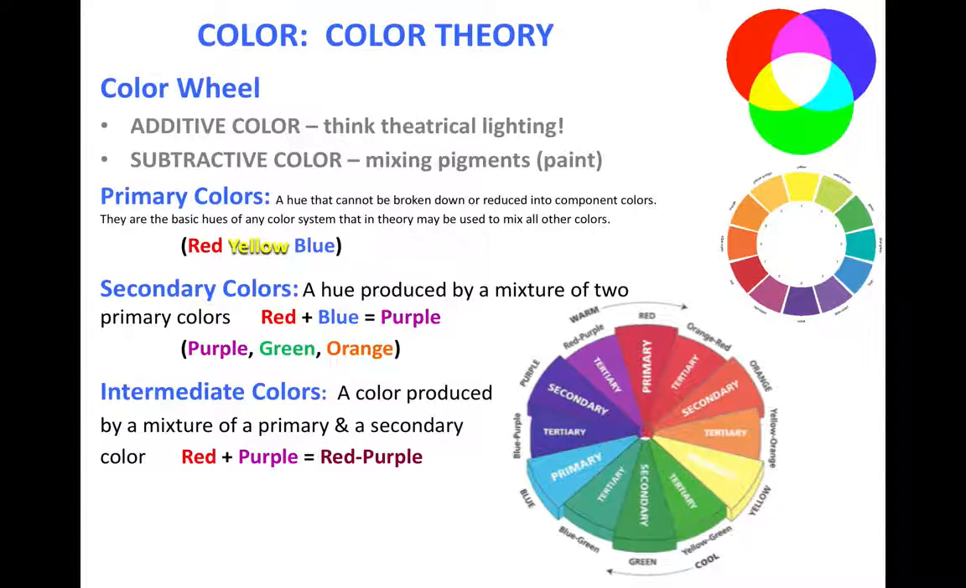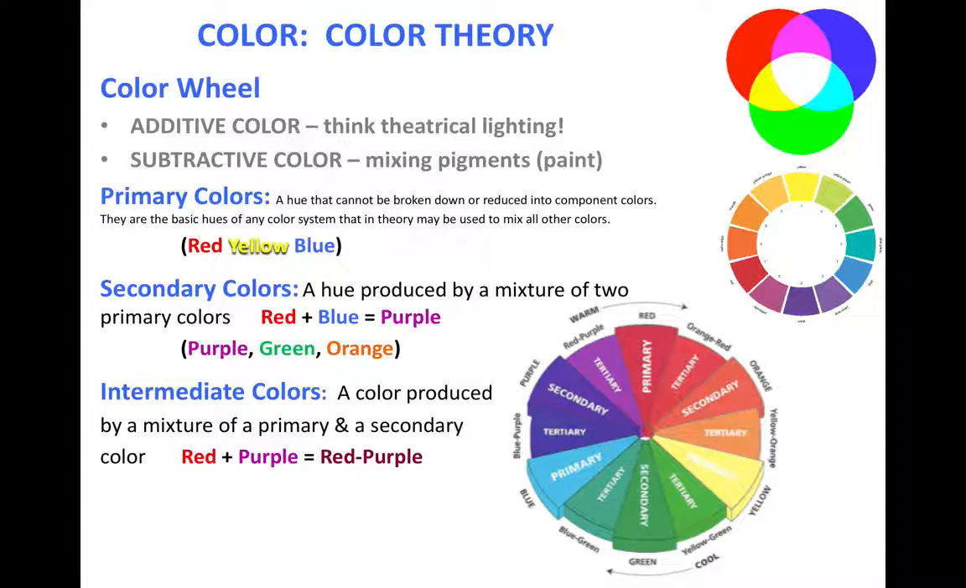The term primary colors, with the subtractive color wheel, means there is a hue that cannot be broken down or reduced into any component colors. They're the basic hues of any color system, and in theory may be used to mix all other colors on that color wheel. The three main primary colors are red, yellow, and blue.